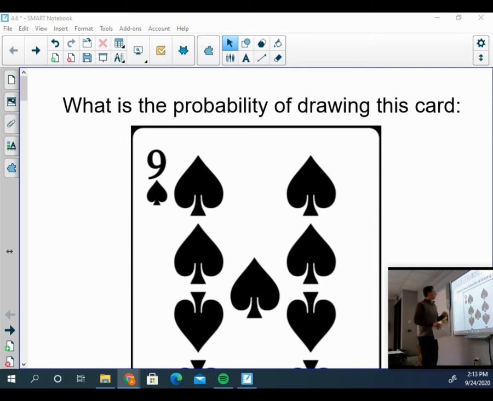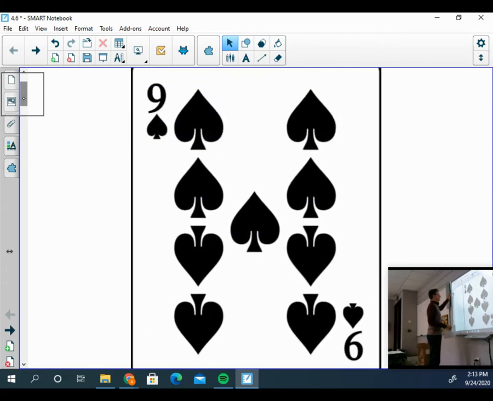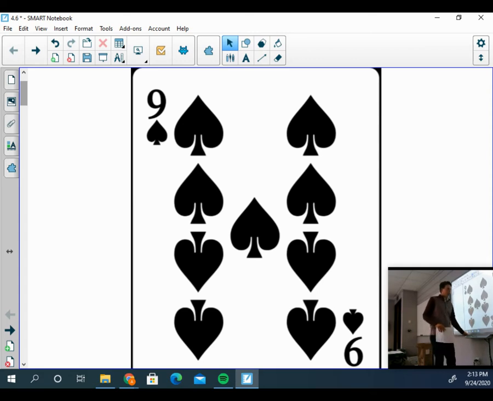So what I want you to do is pause the video and figure out the probability of drawing this card out of a deck. Nine of spades. What is the probability of getting a nine of spades if you had a full deck? A full deck, reminder, has 52 cards. What's the probability you pull the nine of spades out?